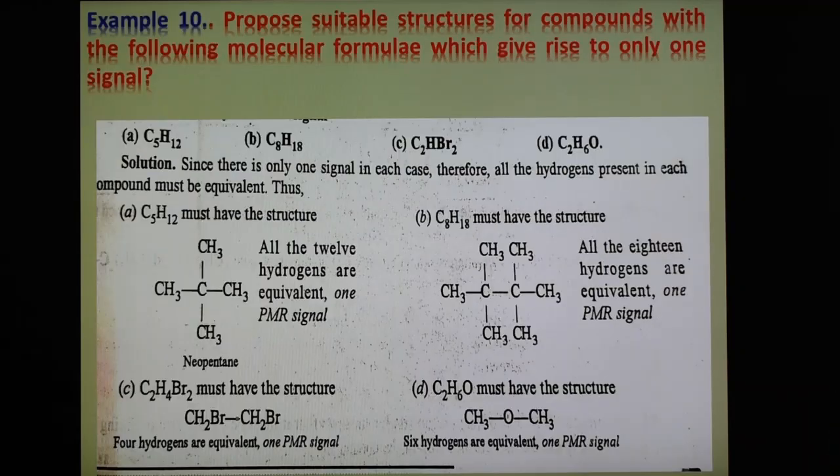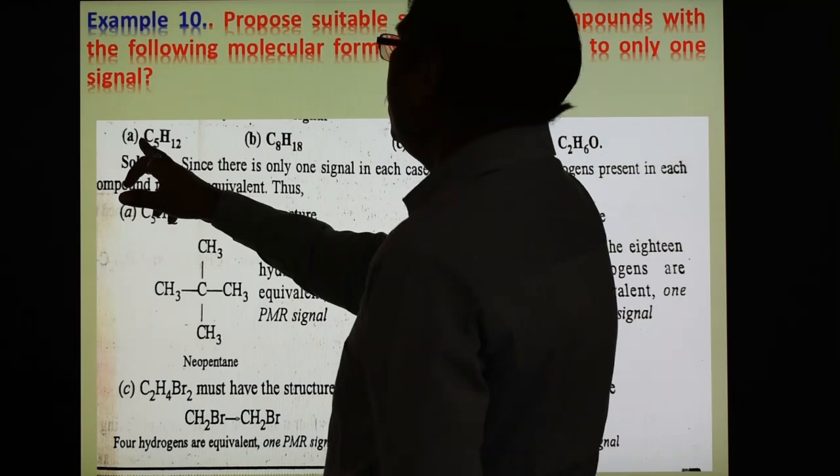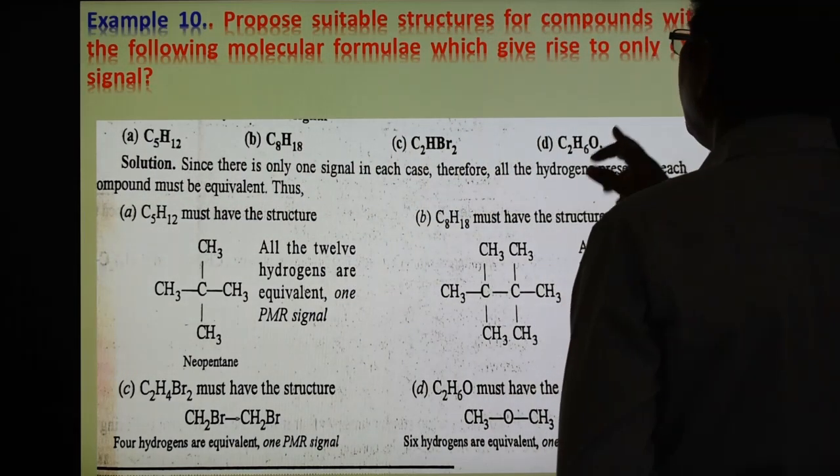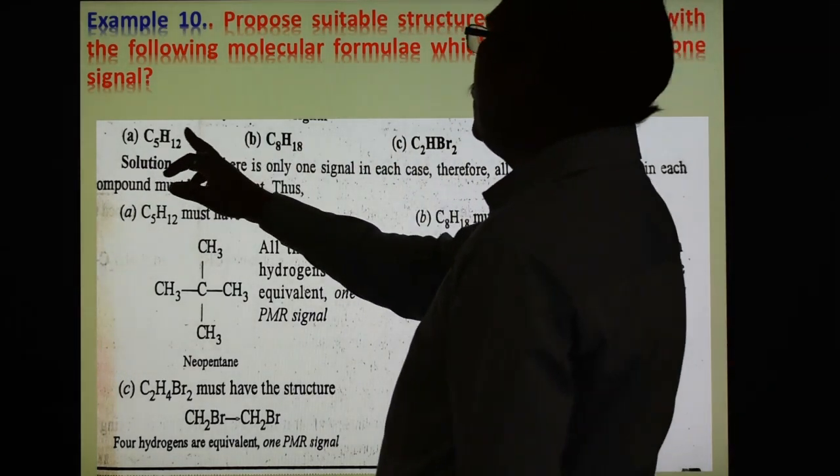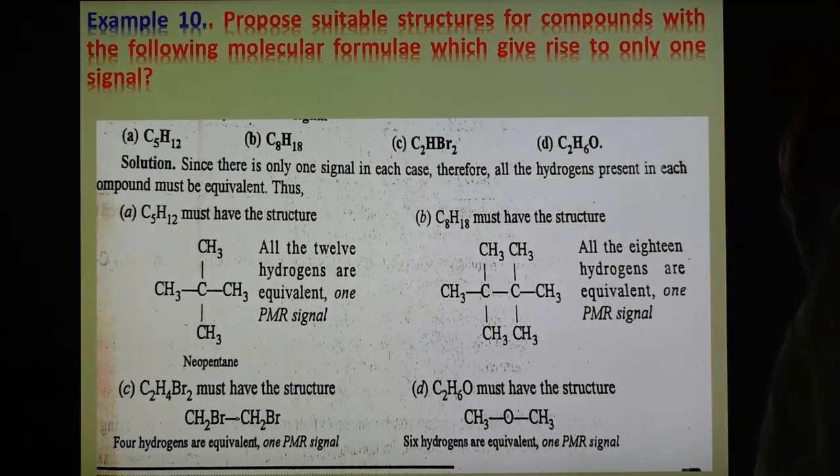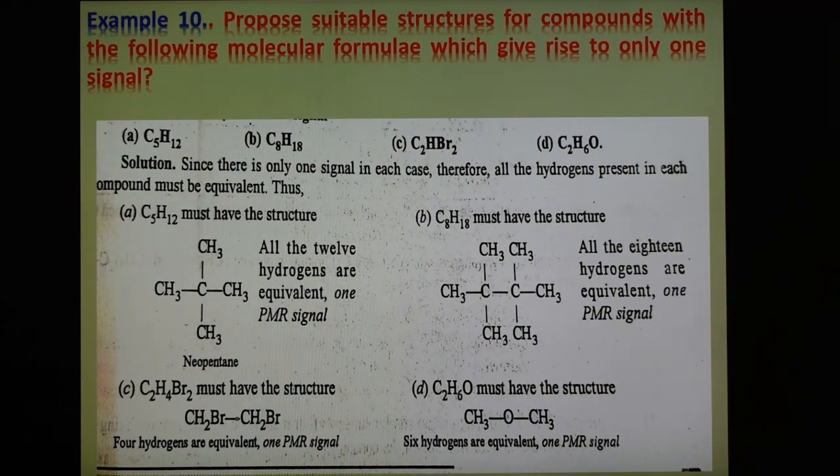So next is numerical number 10. Propose a suitable structure for the compound with the following molecular formula which gives only one signal. This is the problem, and in the problem 4 compounds, A, B, C, D, are given, and we have to draw the structure which gives only a singlet because there is no splitting.